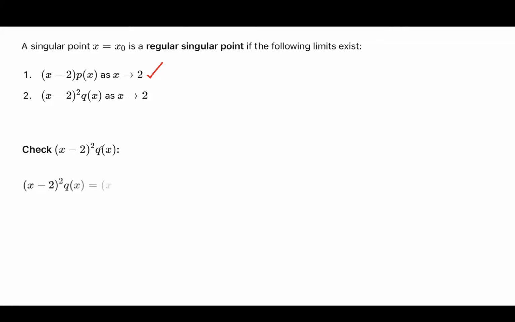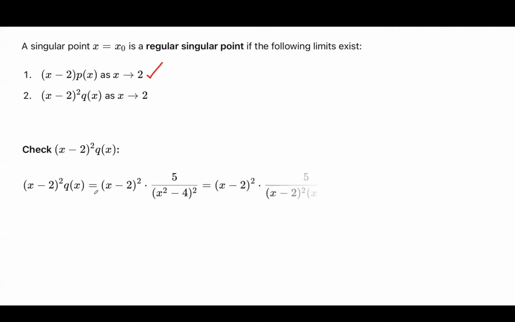We are rewriting our definition. A singular point is a regular singular point if both of these limits exist. We check that for p(x). Now we're going to check that for q(x). Let's multiply q(x) by (x minus 2) to the power 2 and then take the limit.